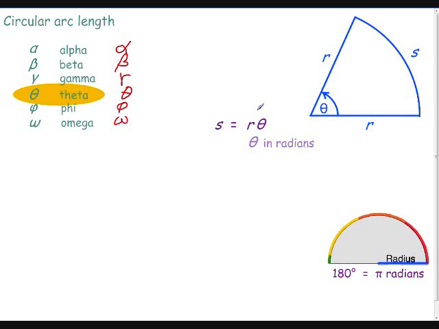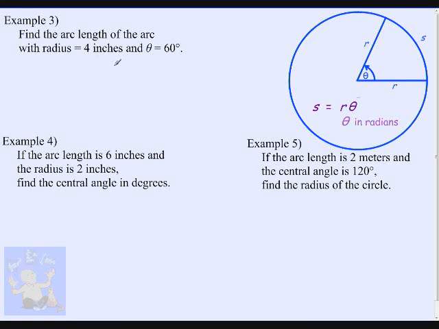We already talked about this formula. We know the arc length is going to equal the radius times whatever the angle is in radians. So let's try some examples. These are right out of your workbook, so you can go ahead and do them and then check back later to see if you got the right answer. Find the arc length of the arc with a radius of 4. Okay, so we're going to use the formula that we have learned here. Makes sense.